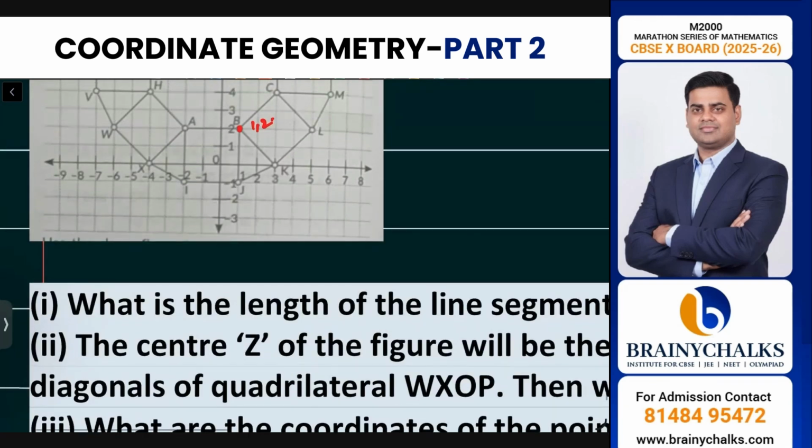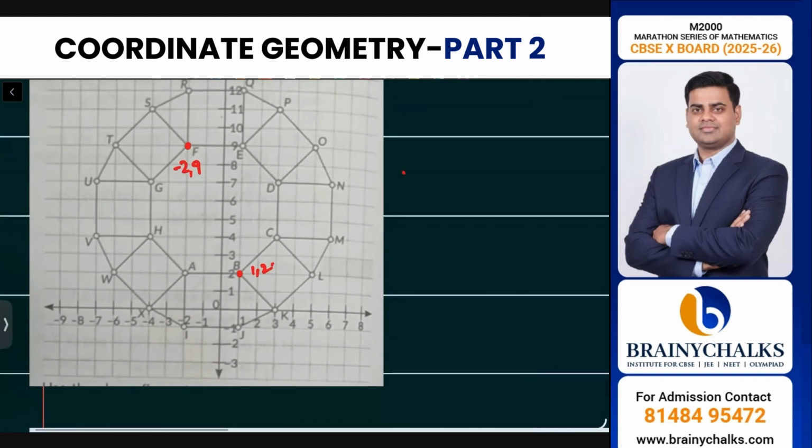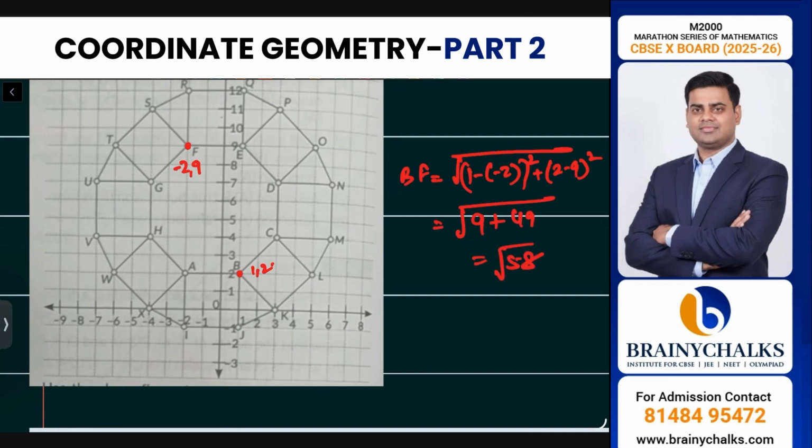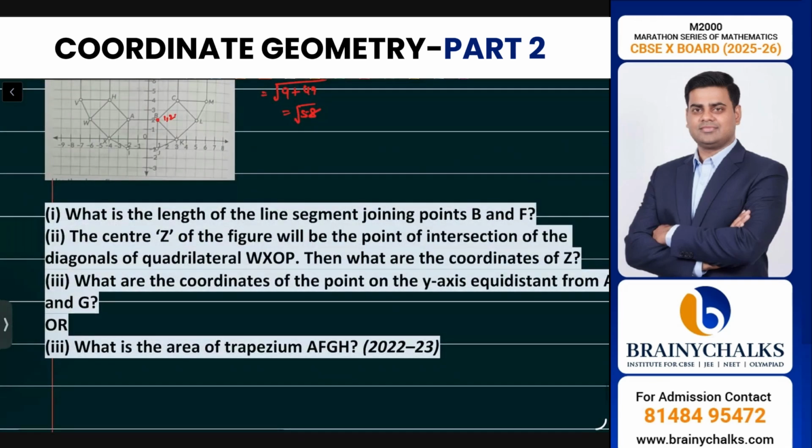So I have to find the length BF. So BF equal to, I can say, root under (1 minus of -2) the whole square plus (2 minus 9) the whole square. So that will be 3 square 9 plus 49. So root 58 units. So we can write root 58.